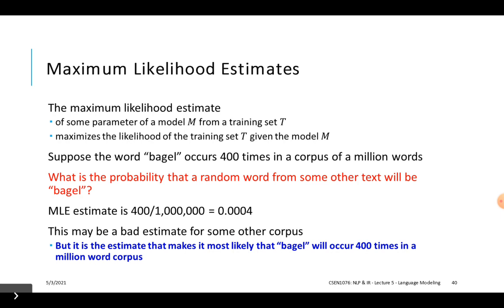So basically, if you observe the word bagel 400 times in a corpus of 1 million words, that means that every 1 million words you see, you will have the word bagel appear 400 times. So every additional 1 million words that you see, you will have the bagel word appear 400 times. We think that this is the best estimate that we can have. It might be bad for some of the corpora, but it's the best thing that we have given the corpus that we already can learn from.